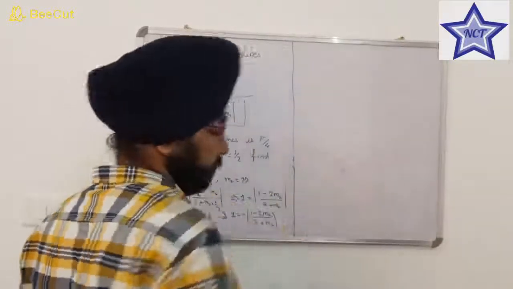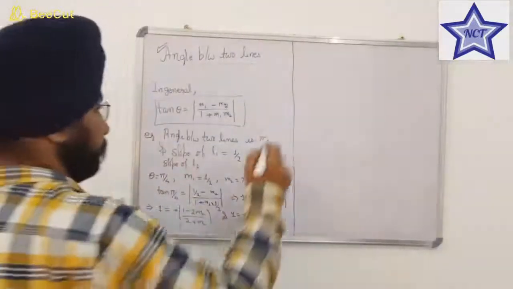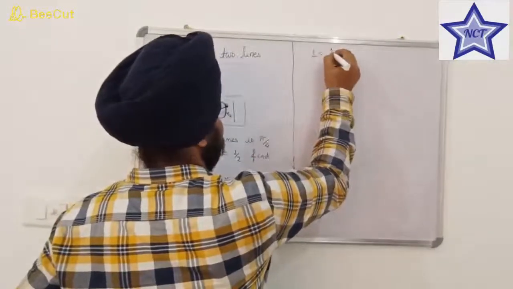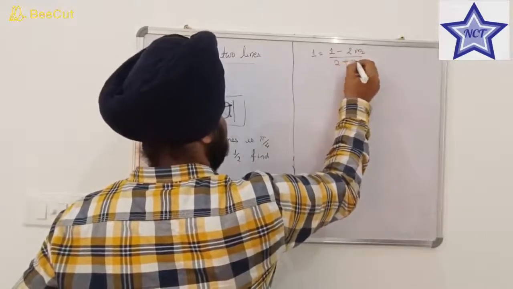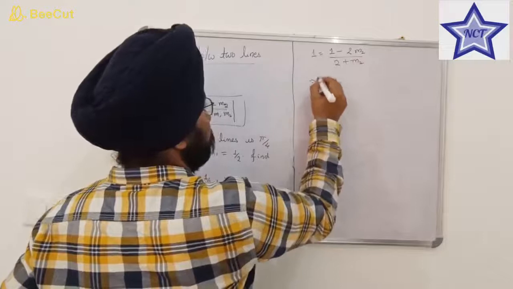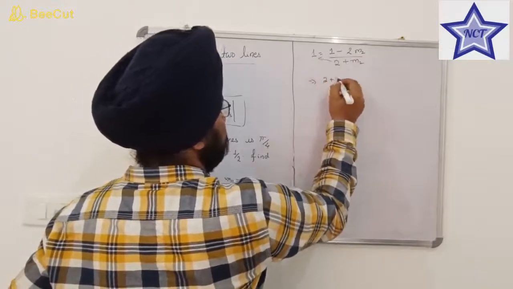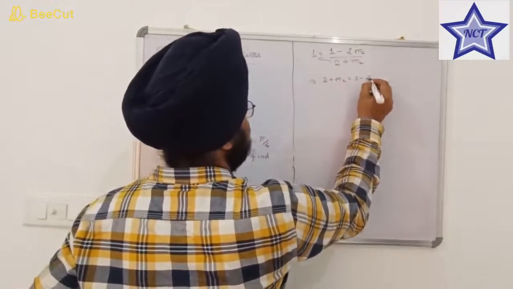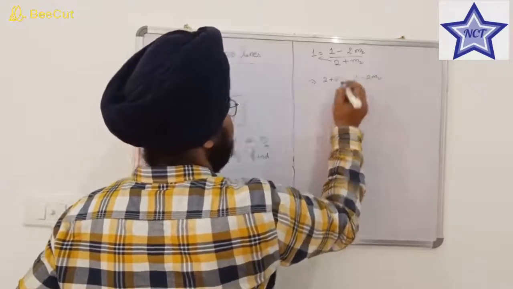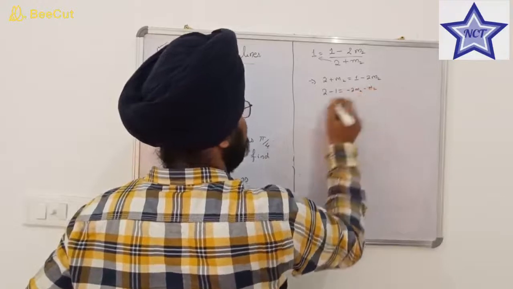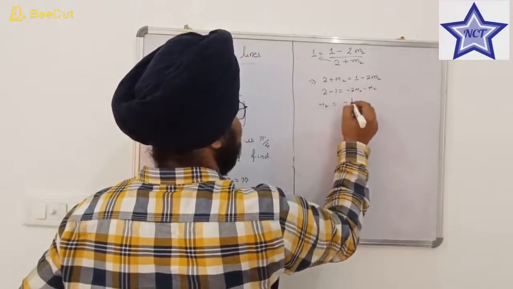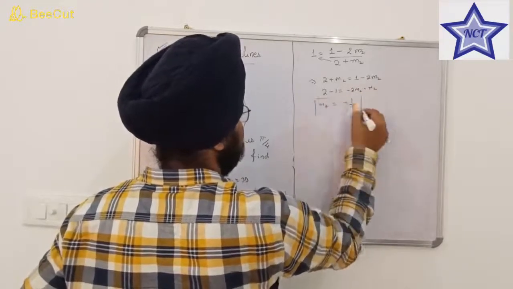Solving the equation for the positive value, 1 equals (1 minus 2m2) upon (2 plus m2). Cross multiplying, 2 plus m2 is equal to 1 minus 2m2. Rearranging the terms, 2 minus 1 is equal to minus 2m2 minus m2, so I get m2 is equal to minus 1 by 3.